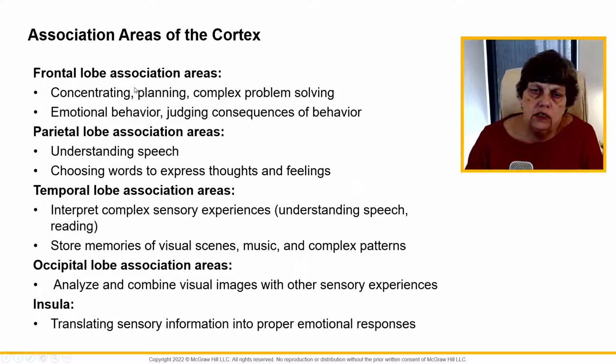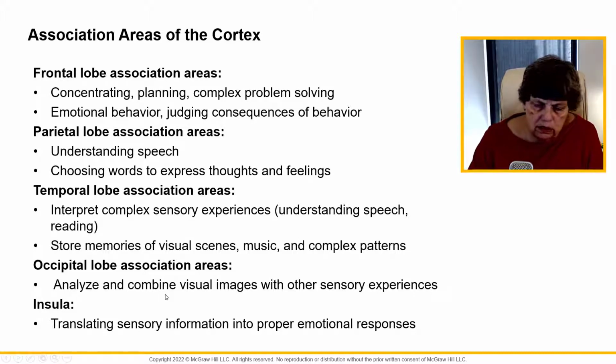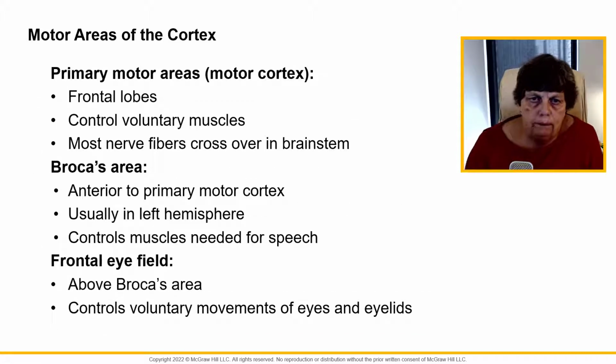So we do have association areas that are associated with certain things, like the parietal lobe with understanding speech, or the temporal lobe, with visual scenes and music. So each one of these lobes has a particular association area that helps us with analyzing and combining this sensory information and interpreting what's going on.